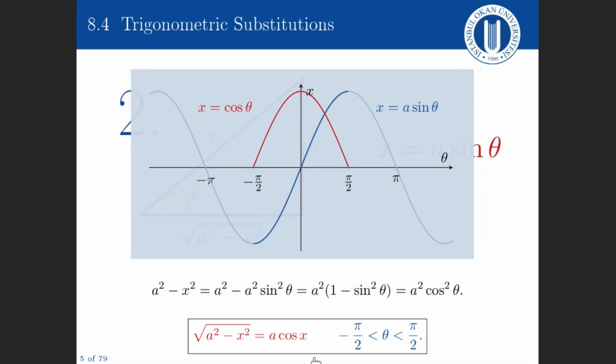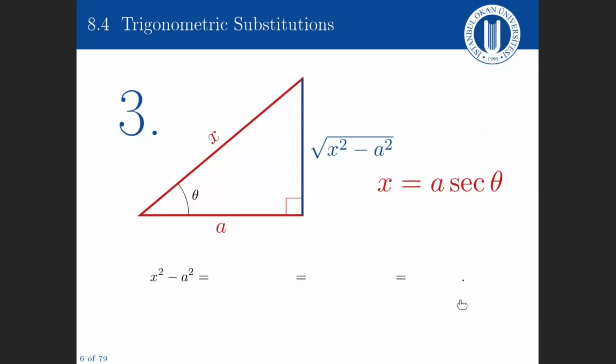And the third and final triangle looks like this. This time I'm going to call the hypotenuse x and the base a. And then x is a sec theta. Just as we did before, let me fill it in. Now, x squared minus a squared is the same as a squared tan squared theta.